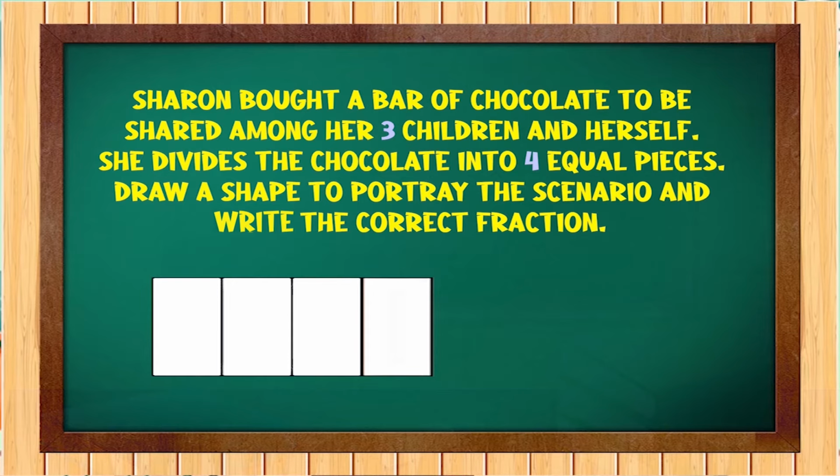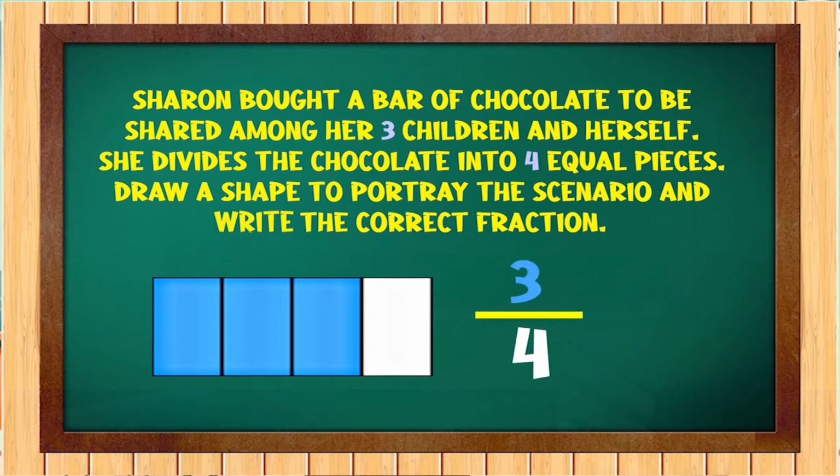And from the scenario, we can infer that 3 parts were given to the children. So we shared 3 parts. So the fraction that would represent that shape would be 3/4. Because the shape is divided into 4 equal parts, the denominator would be 4. The amount of parts that were shaded is 3, so the numerator is 3.